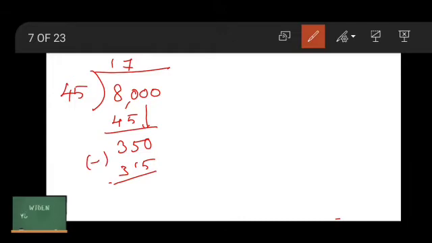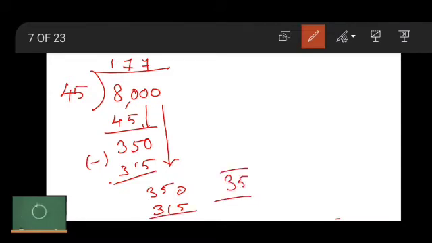When we subtract, we get 35 again. Again the 0 is being taken down. Again 7 times. The balance is 35. So we are going to keep the remainder as it is. We are going to take only the whole part. So 177 boxes can be loaded into the van.